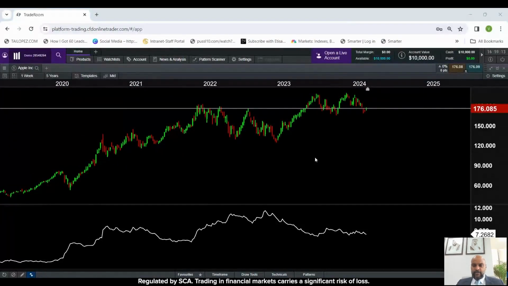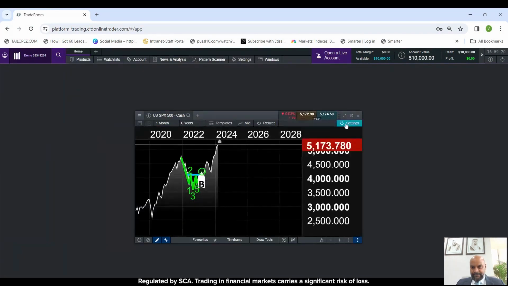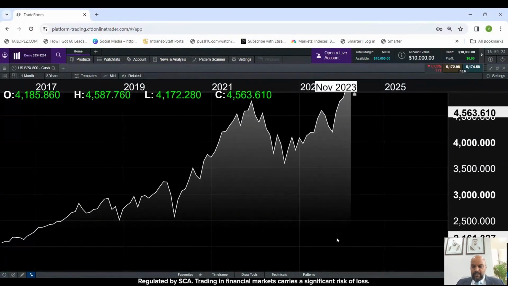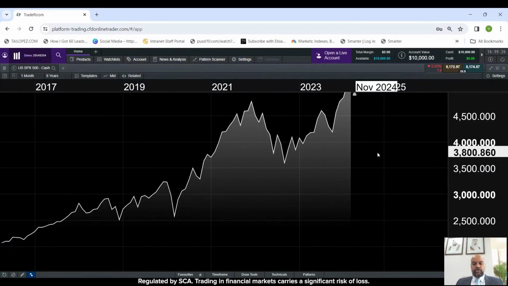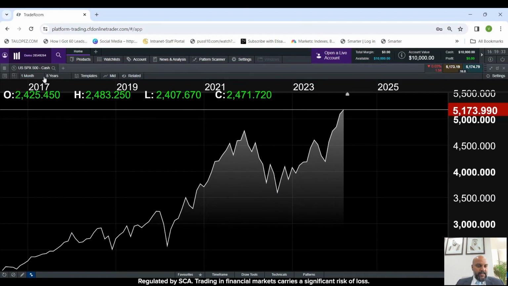I hope everyone's able to see my screen. Let's look at the live chart. Let's look at the S&P 500. Okay, let's go very quickly. I know I'm running short of time. I hope if all of you are okay, I will take another 15 minutes of your time.